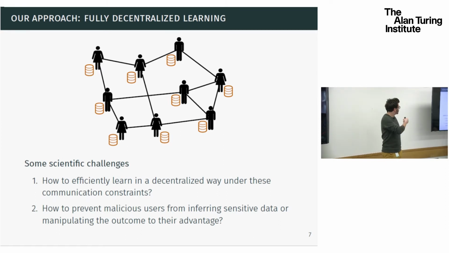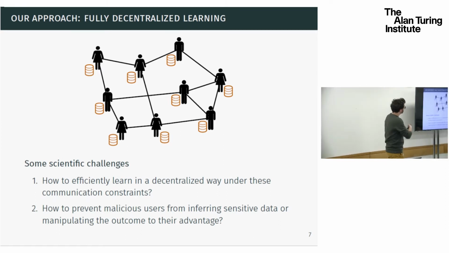All right, of course, those were some advantages that you can think of about working in this setting. Of course, there are challenges associated with this approach. The first one is how you can efficiently learn in such a setting under those communication constraints, so in particular maintaining this locality of updates that makes the algorithm efficient. The second one is, of course, how to prevent users in the network from inferring sensitive information about others in the network.